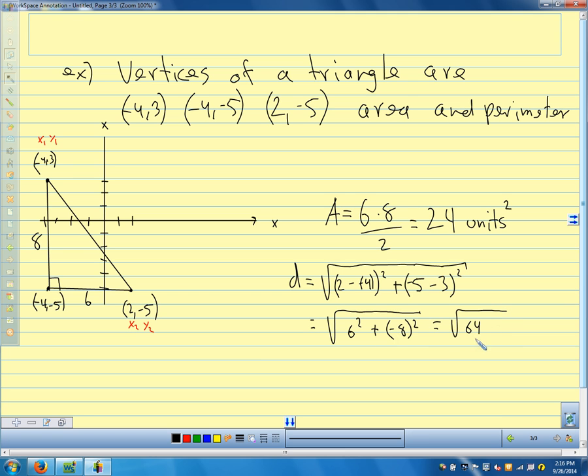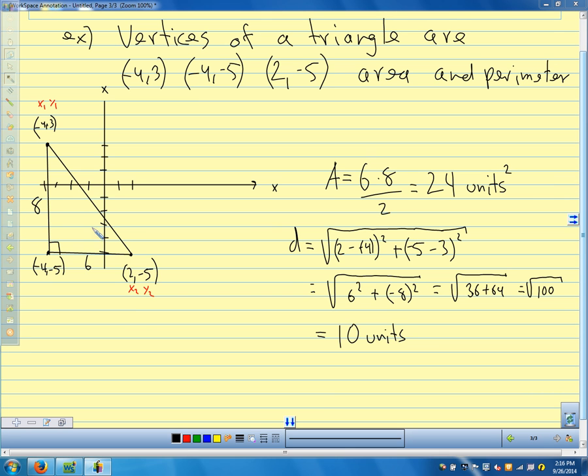So we have 36 plus 64. 36 plus 64 is 100. And the square root of 100 is 10. So we figured out the length of this side is 10 units. So now our perimeter is 8 plus 6 plus 10 equals 24 units.